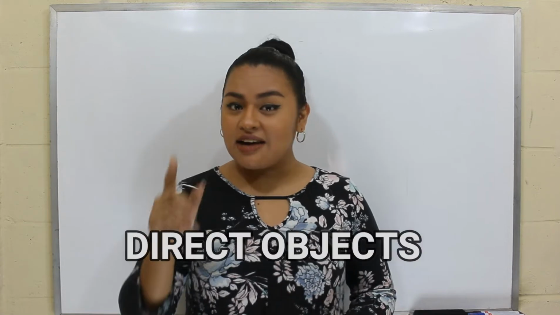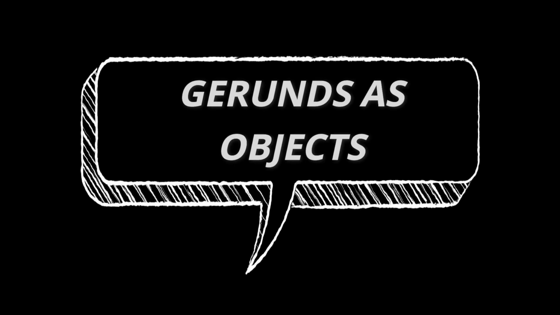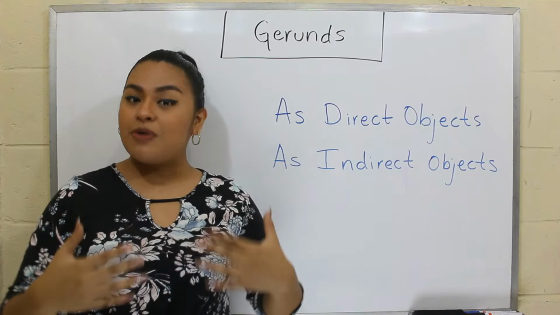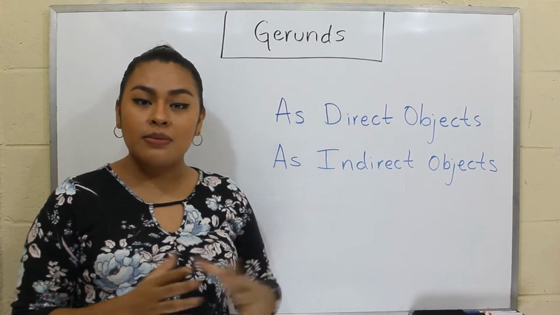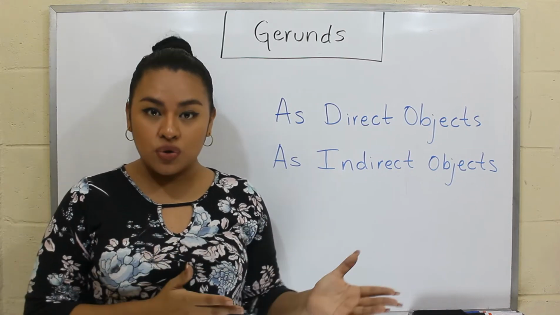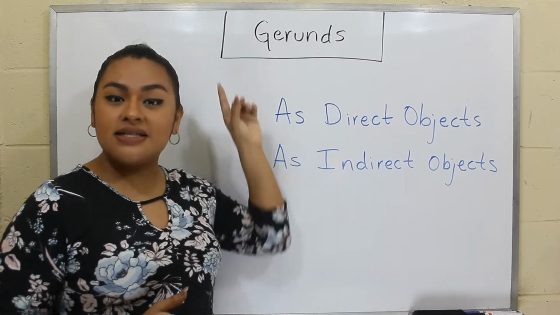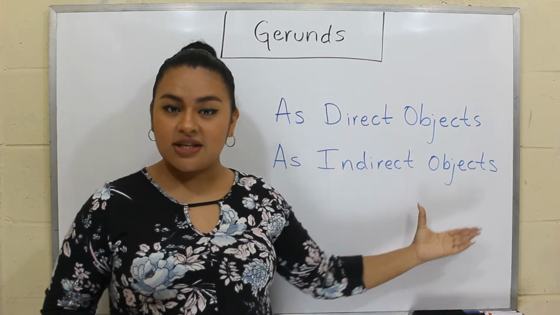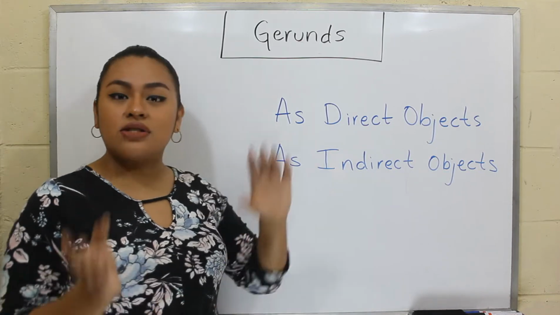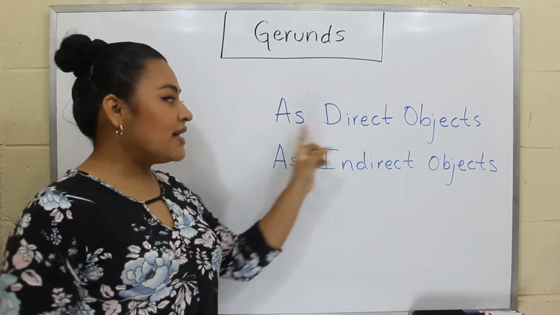Today, we are going to continue talking about gerunds. So let's talk about gerunds as direct objects and indirect objects. So let's start. In the previous video, we said that gerunds are nouns, so they can perform some of the functions that nouns do. Among them, we find that they can act as direct objects and as indirect objects. So right now, let's talk about how gerunds act as direct objects.